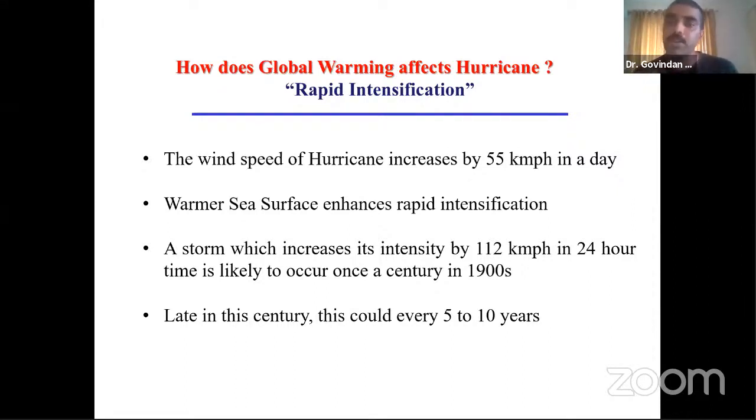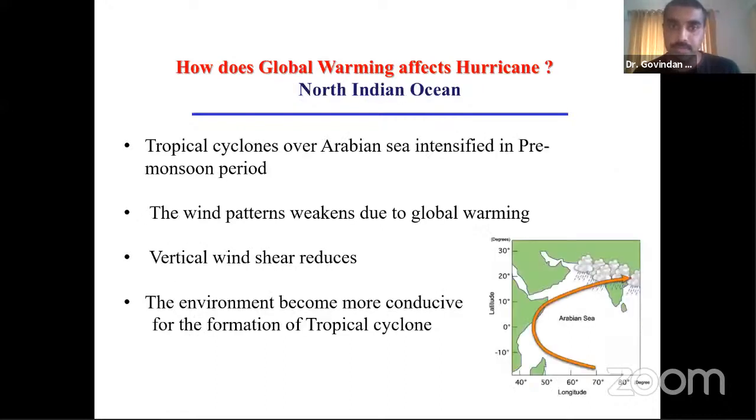So this is a possible reason: it is due to the global warming situation. Global warming can actually increase the rapid intensification of tropical cyclones. I'll skip this, it's not important.